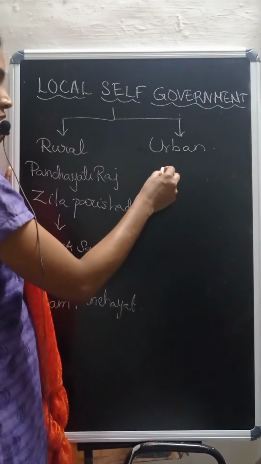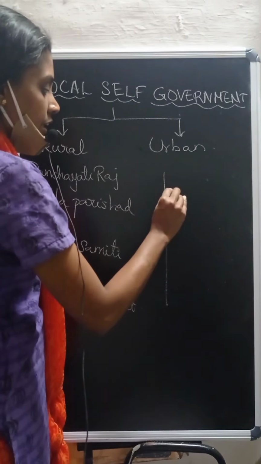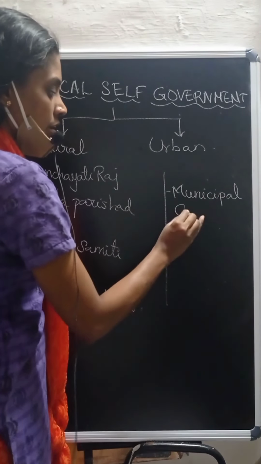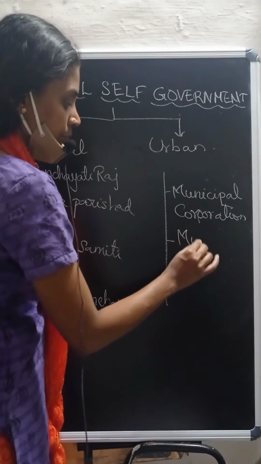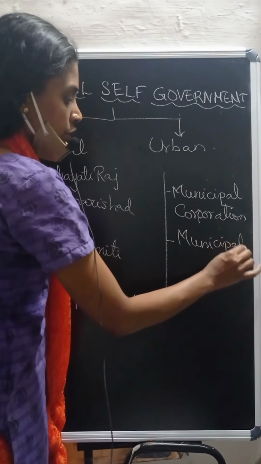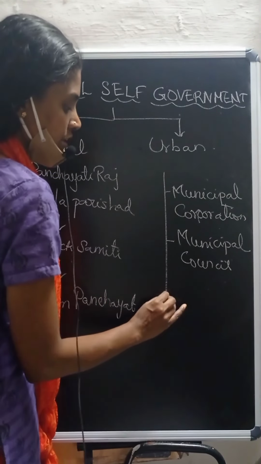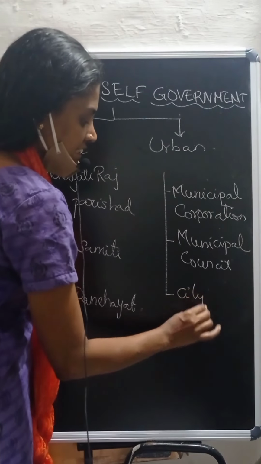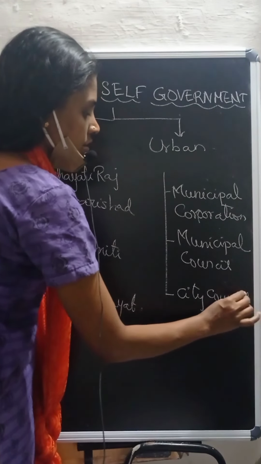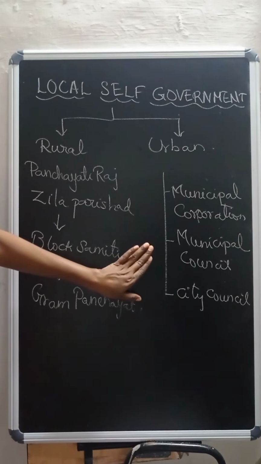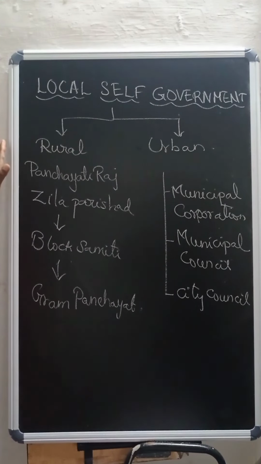Then for urban areas, for cities, how will it be categorized? At the top level it is the municipal corporation, then the municipal council. The next level to municipal council is the city council. So for urban areas it is categorized in these three ways. We will see this in detail in your next lesson, and in today's class we are going to see in detail about the Panchayati Raj system.